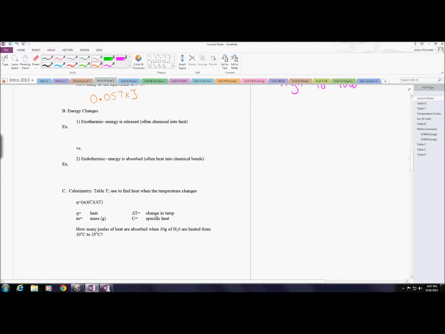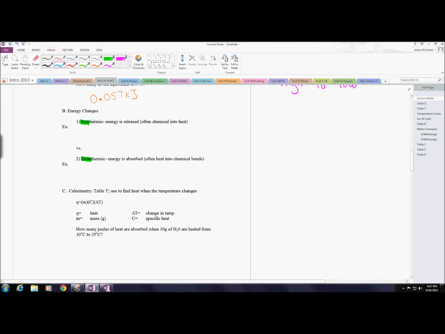Okay, two kinds of energy changes, exothermic and endothermic. In biology, you may have remembered talking about an exoskeleton and an endoskeleton. Insects have an exoskeleton. Their skeleton is on the outside. We have an endoskeleton. Our skeleton is on the inside.